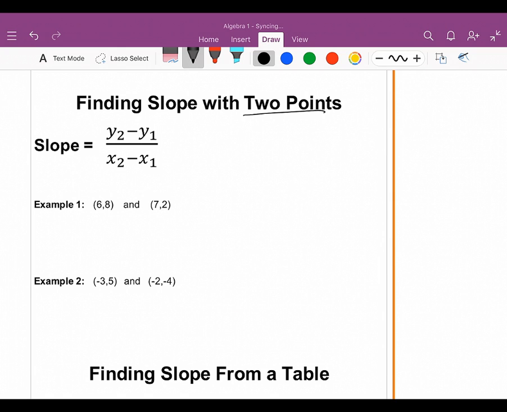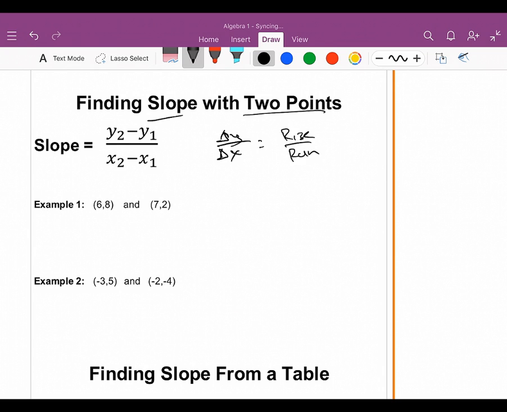Now, what if I have 2 points? If you're given 2 points, you would use this equation, y2 minus y1 over x2 minus x1. And the reason why, because if you remember, slope is also called your rate of change, which is also your change in y. Okay, change in y over change in x. And let's see, it's also called rise over run.